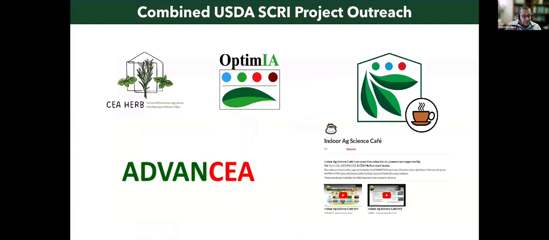As Sherry mentioned earlier, we are, again, working with the OptimIA and ADVANCEA HERB to increase the content in the Indoor Ag Science Cafe to really look at not only leafy greens such as lettuce, but really to introduce culinary herbs into the mix, as well as Cherry's component in terms of the engineering of indoor and greenhouse production.